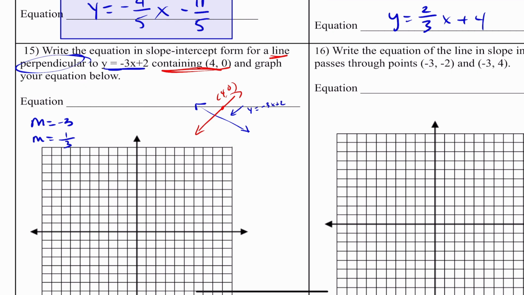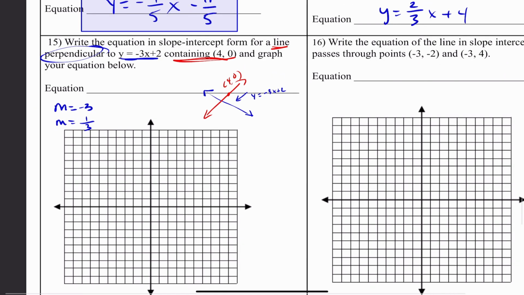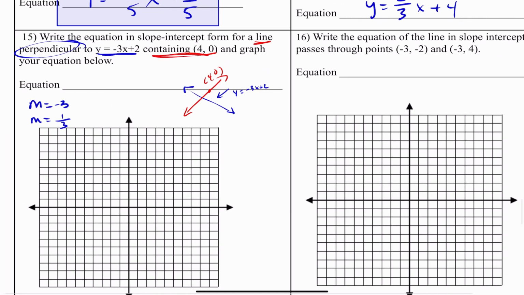Let me graph 4, 0. 4, 0 is right here. Then I'm going to go up 1, right 3. Okay, and down 1, right 3, down 1, 1, 2, 3, right there. That is line 1, okay?